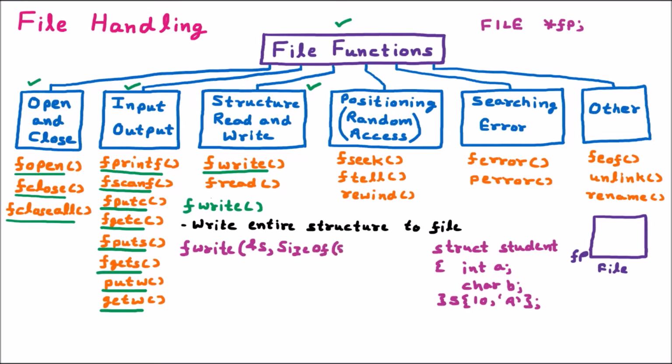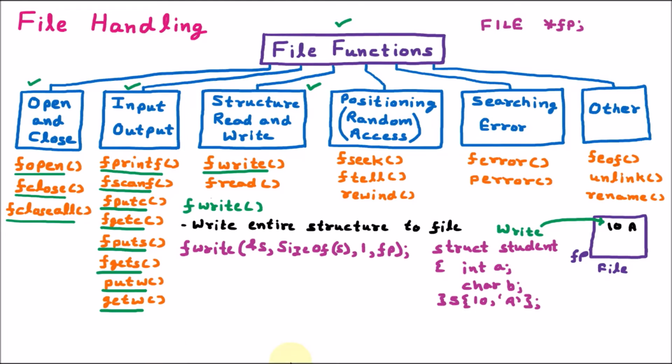So we are passing s in the bracket, comma, the number of records. Let's say I want to write only one record right now. So 1, then comma, file pointer. Here we know that fp is the file pointer. Then semicolon. By this we are going to write the complete structure onto the file. So here the complete structure which is 10 and a is stored inside the file.